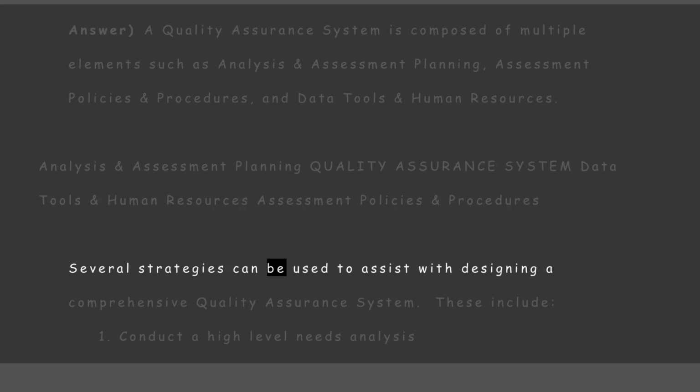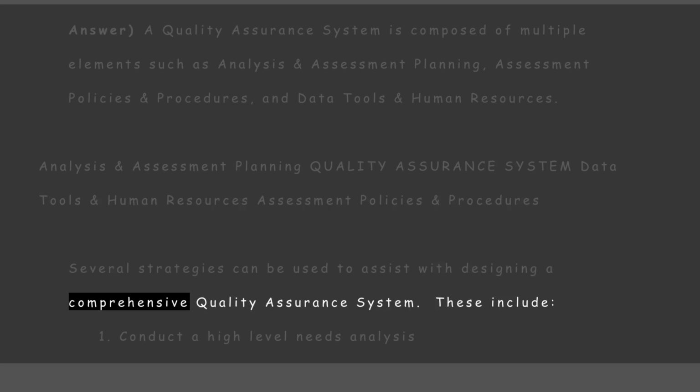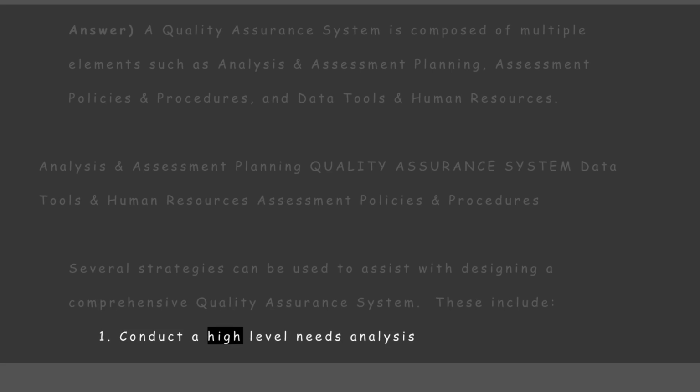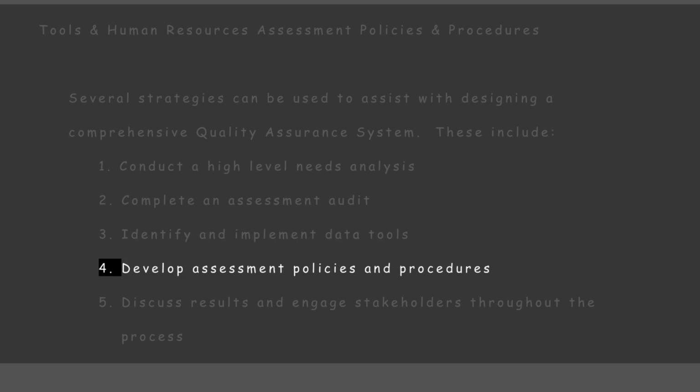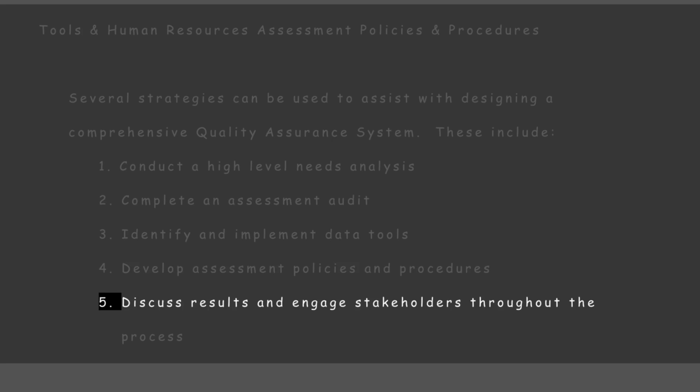Several strategies can be used to assist with designing a comprehensive quality assurance system. These include: 1. Conduct a high-level needs analysis. 2. Complete an assessment audit. 3. Identify and implement data tools. 4. Develop assessment policies and procedures. 5. Discuss results and engage stakeholders throughout the process.